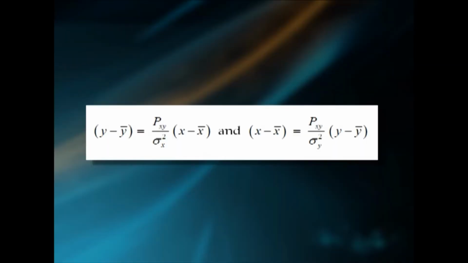Solution. The regression lines are y minus y bar equal to pxy by sigma square x into x minus x bar and x minus x bar equal to pxy by sigma square y into y minus y bar.